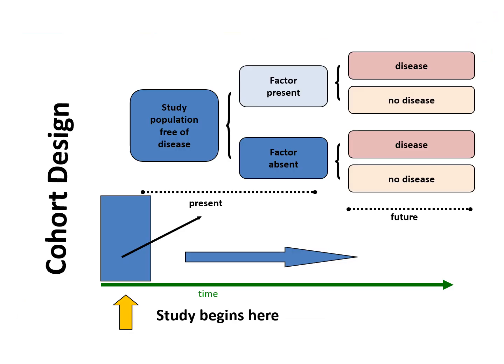This figure here shows how the cohort study design is carried out. So the study begins here, and at the start of the study the population is free of disease. Throughout the time, the factor is measured, whether it is present or absent. Among those with the factor present, in the future the researcher will see whether the individuals develop disease or no disease. Similarly, among those with the factor absent, the researcher will identify those with disease and those without disease.